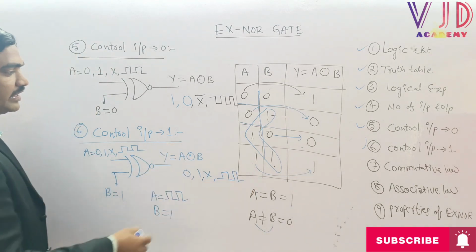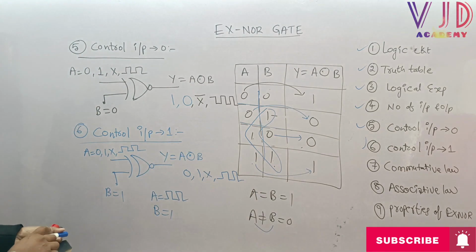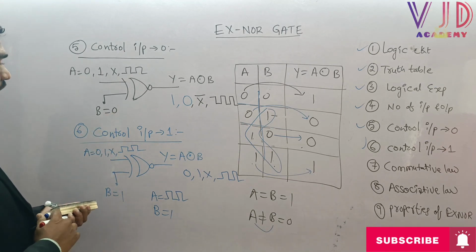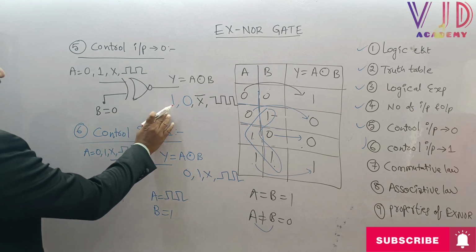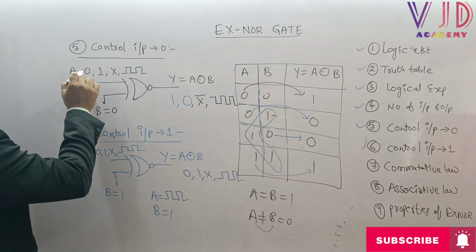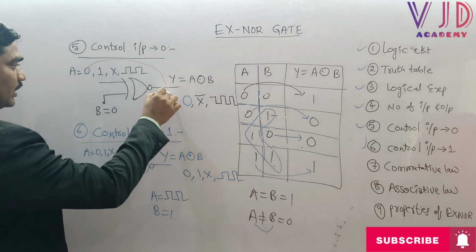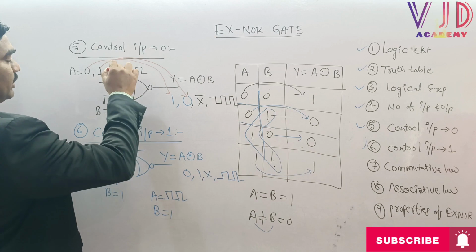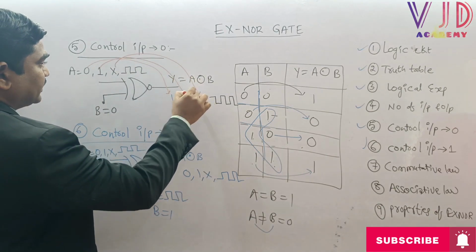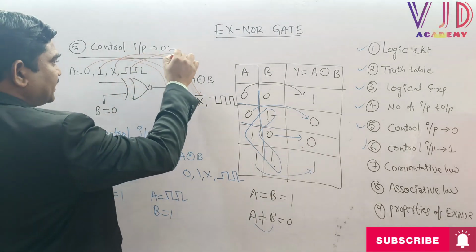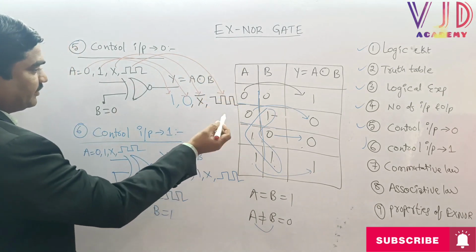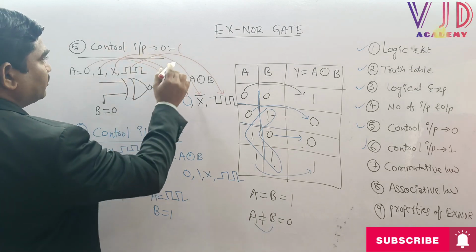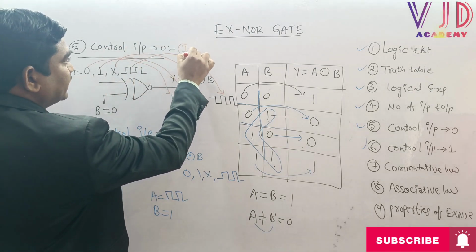Sir, from these two conditions, we can understand that if we keep on applying B equal to 0, or any one of the inputs is 0, the circuit is acting as an inverter. When we give A equal to 0, output is 1. When we give A equal to 1, output is 0. When we give A equal to X, output is X bar. When we apply a square wave, the square wave will be reversed. So based upon this condition, I can say in the control input 0 case, the circuit is acting as an inverter.